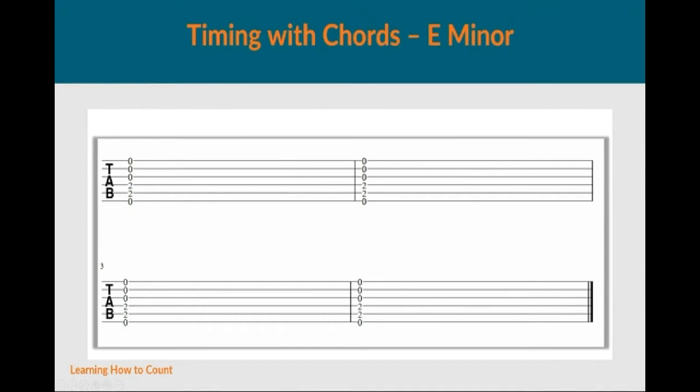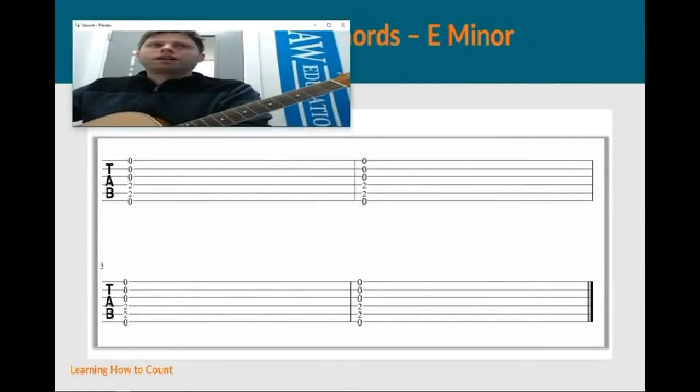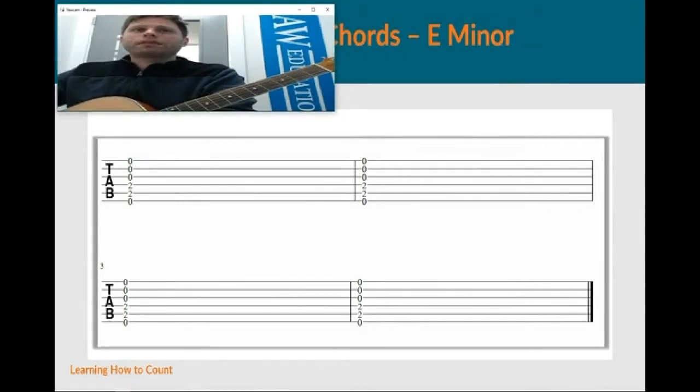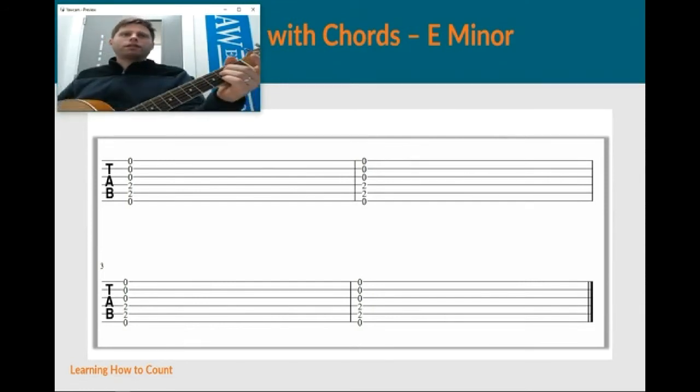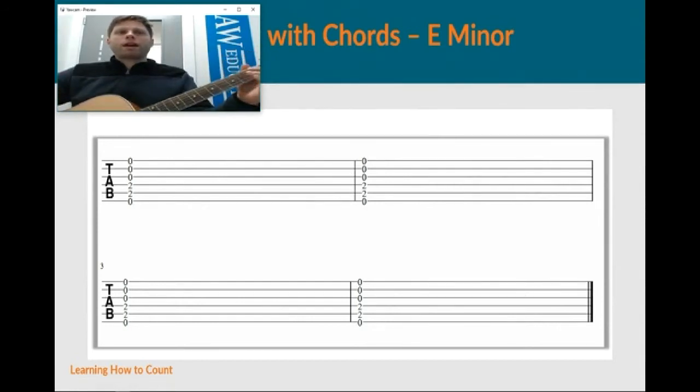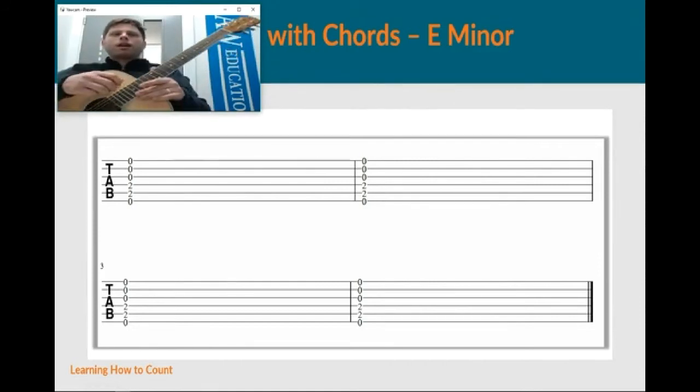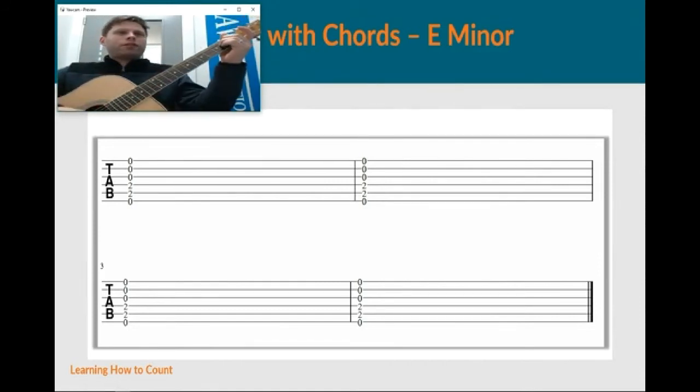Again, let me just pop myself over here. Okay, remember that the E minor chord looks a little something like this. And what I want everybody to do is a down strum on the first beat of each measure, right? And I'm going to do this along with everybody. So, I'm going to give you a 4 count, and then we're going to start on the next one.